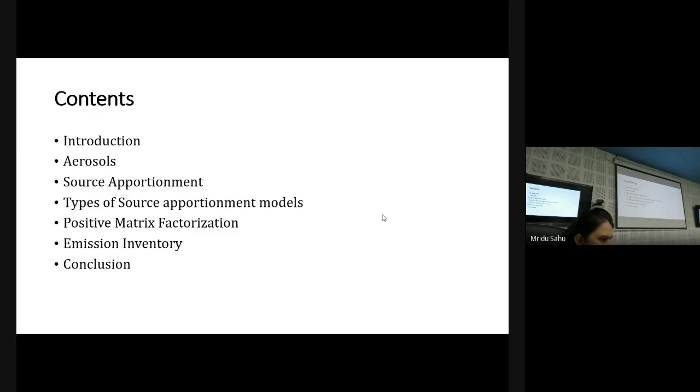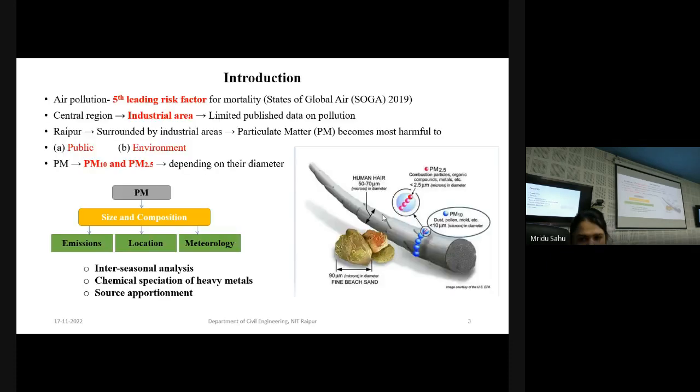We need to identify the impact of various parameters, what factors are included in higher pollutant concentration. Then I'll describe aerosols. Then source apportionment techniques, the types of source apportionment models which are used and why, and which models are recently used. Then I'll discuss positive matrix factorization, emission inventory, and I'll conclude the presentation.